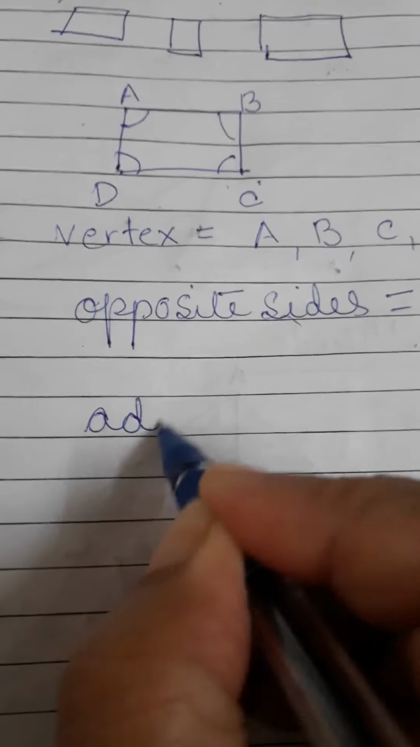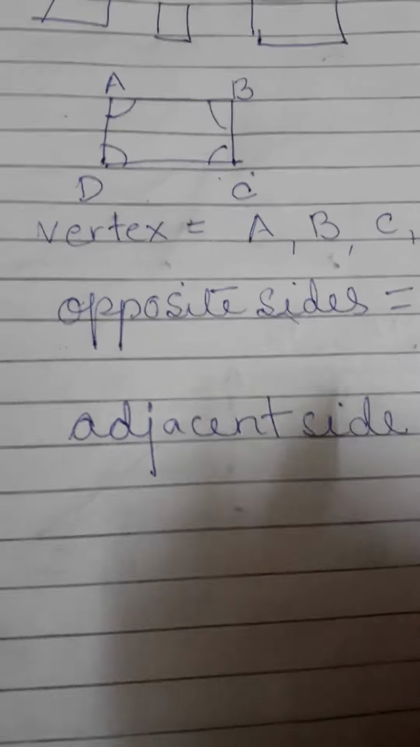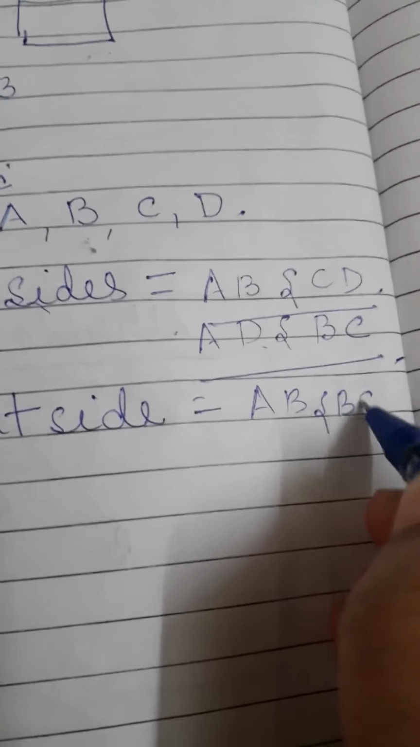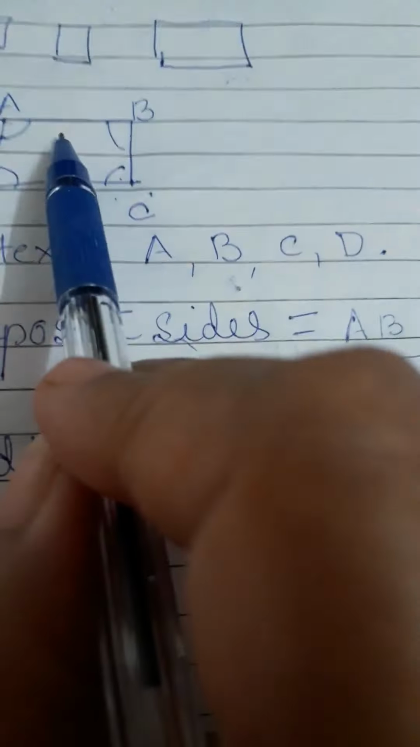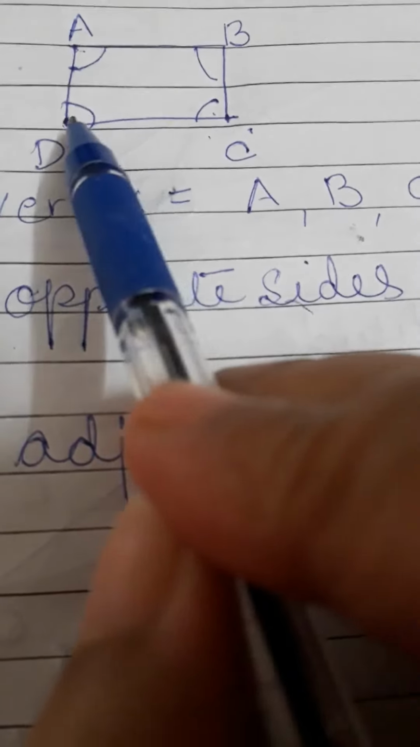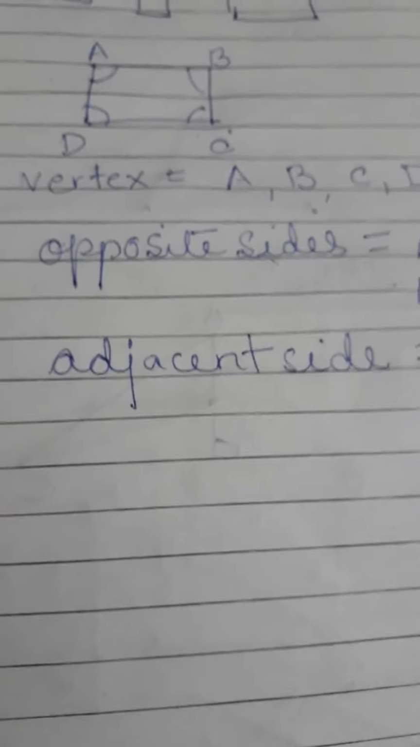Then comes adjacent sides. Adjacent means side to side. Which are the adjacent sides? AB, AD are adjacent. AB, BC are adjacent. The sides which are बगल में, बगल बोलते हैं ना, आजू बाजू. So adjacent means side to side. AB, BC; AB, AD; DC, BC; DC, AD. So many pairs you will get for adjacent sides.